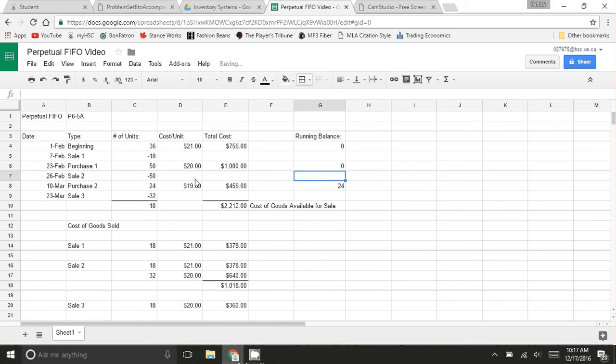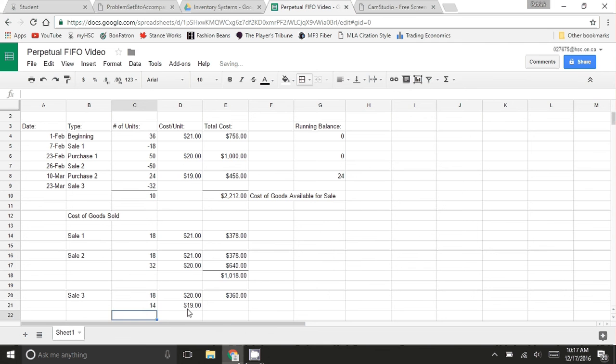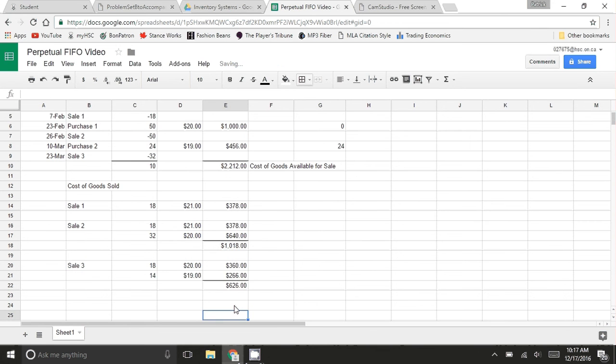And then we have to sell 14 more units. So we're going to take those 14 out of purchase 2 at $19, which will give us a cost of goods sold for that at $266, and we're going to add these up again to get the total cost of goods sold for sale 3 being $626. And so now all I'm going to do is add the sums of these 3 sales together, so 378 plus 1018 plus 626, and this will be our cost of goods sold. So I'm just going to underline this and make it look pretty. So this is our cost of goods sold.